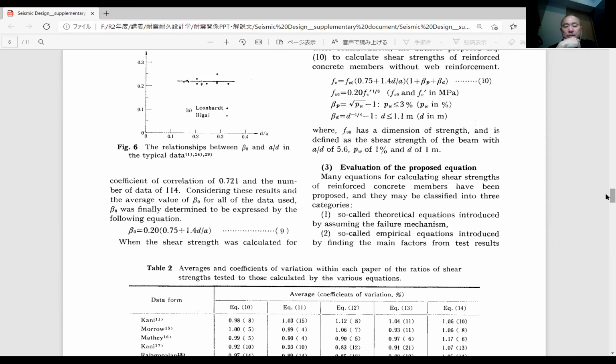So I'll change the question a bit, okay? Why so accurate? That's one aspect. And it will be so useful, right? So finally, they wanted to make it a design equation. That's why not only the accuracy, but also usefulness is also one of the requirements.